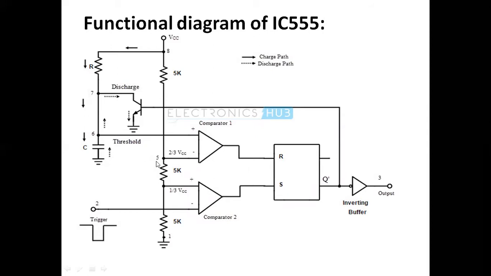And the 8th pin is plus VCC. First pin is the ground pin. Second pin is the trigger input. So here we are giving some negative trigger pulse in order to start the operation. Here this pin represents the negative trigger pulse. Next, the third pin is the output pin. Here we take the output from the 555 timer.